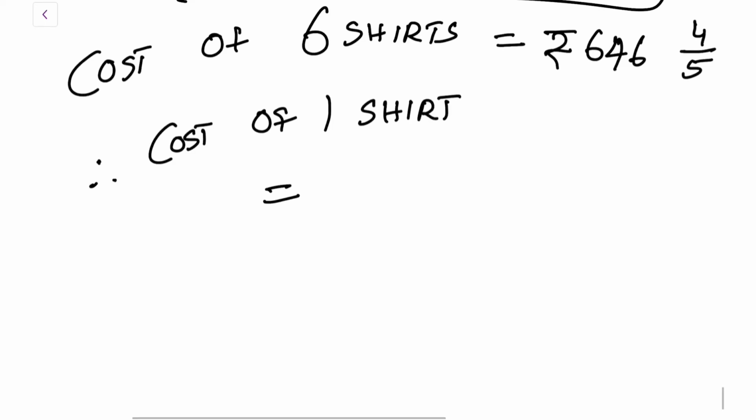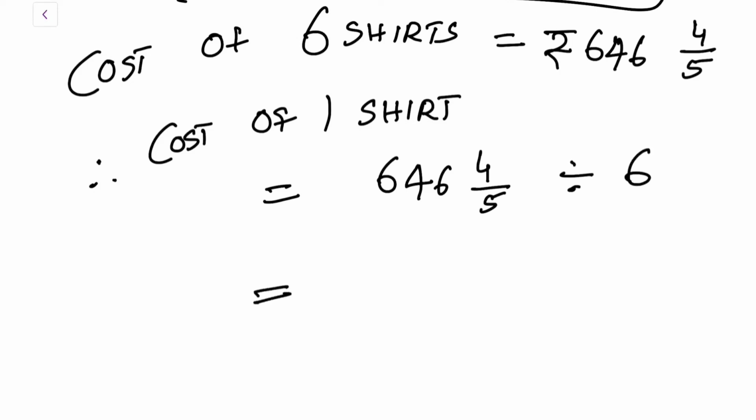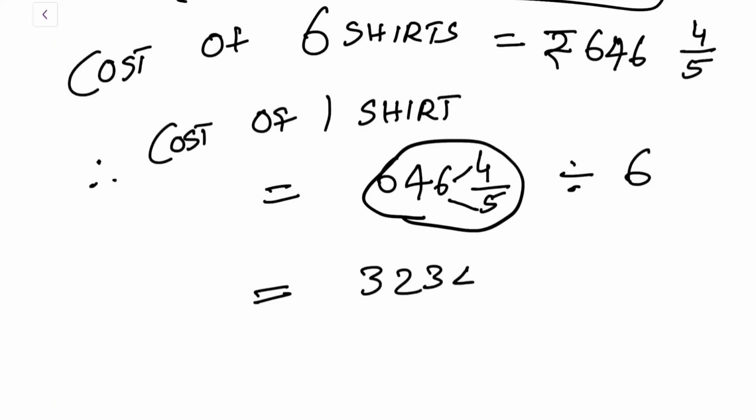That's right. You have to do the division. From the total cost of 6 shirts, you have to divide with 6. Alright. Then this becomes a regular division of fractions problem. How do we do that? First change this into an improper fraction. That becomes 646 into 5 plus 4 is 3234. You can work it out in your book. Divided by 5 divided by 6.